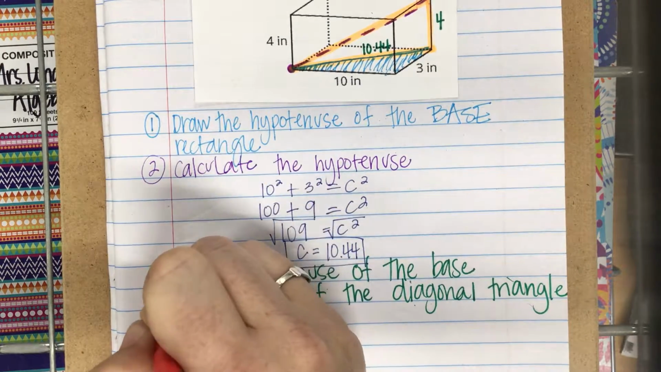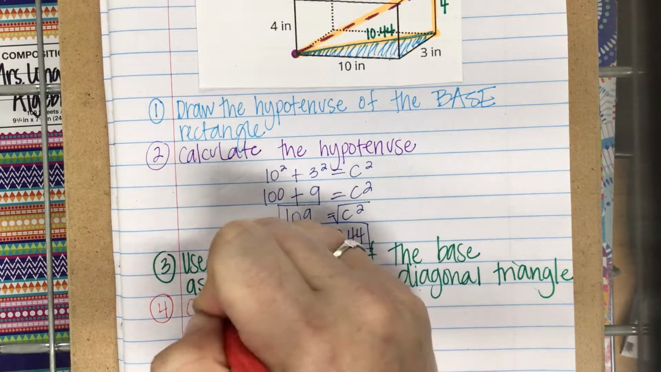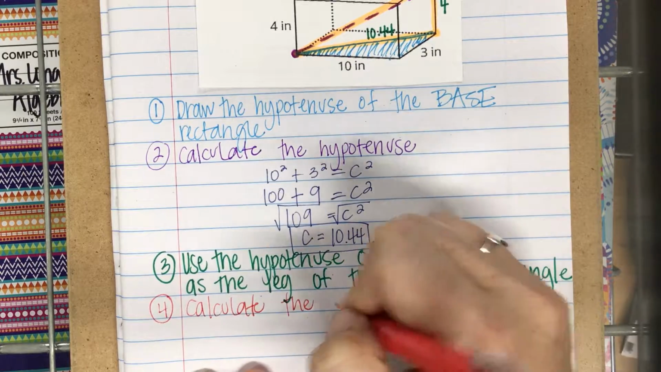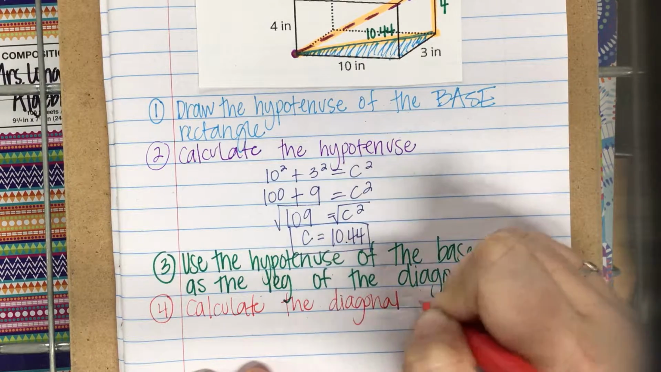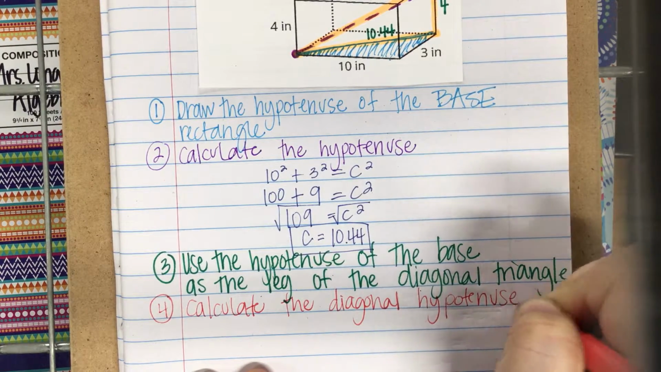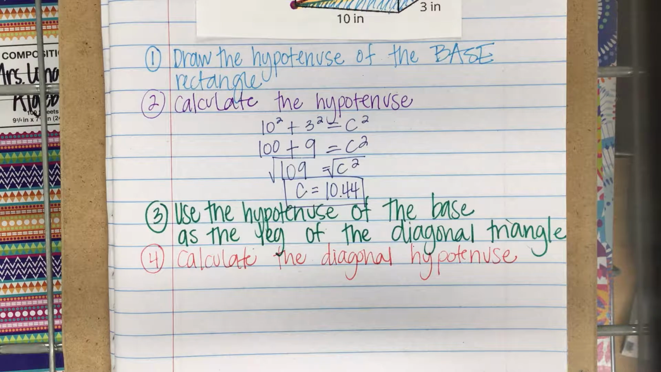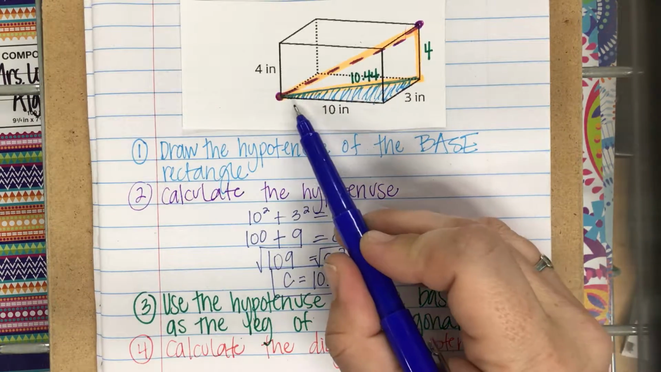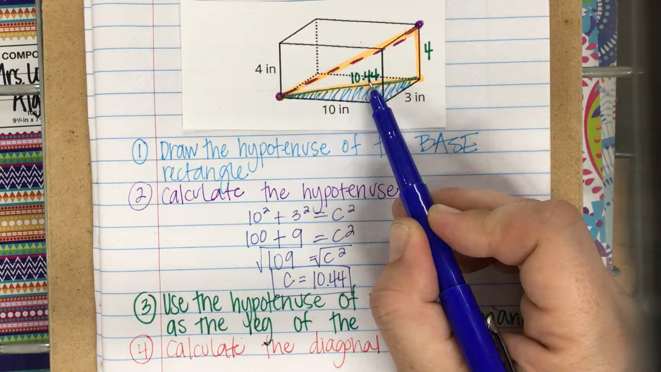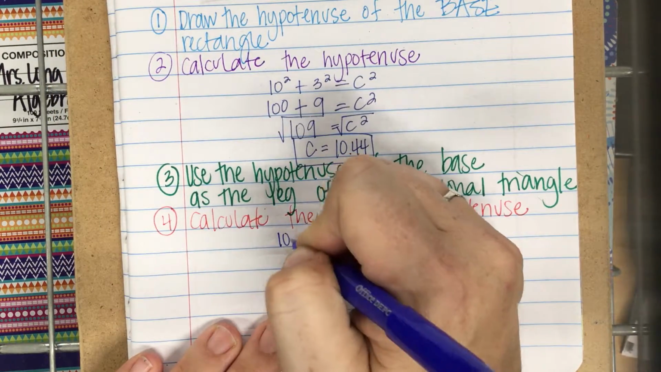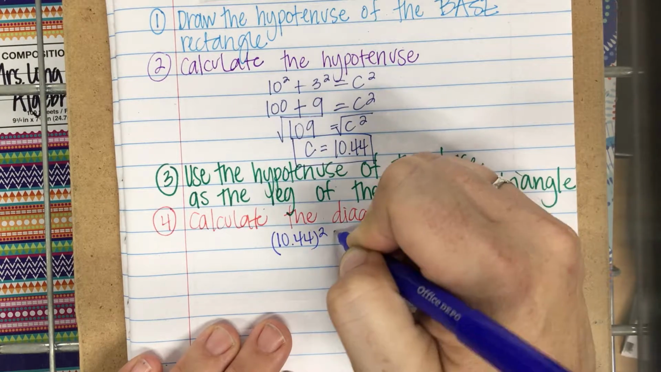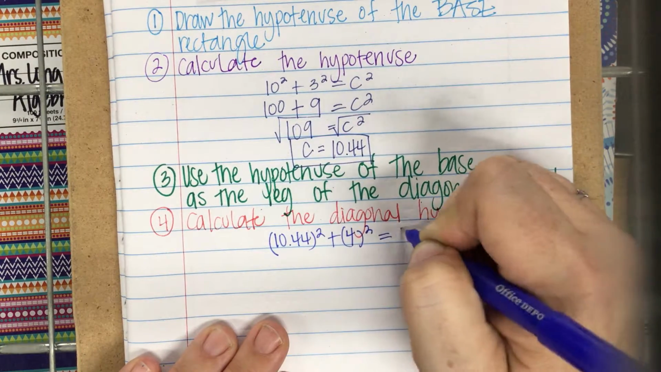And now I'm going to calculate the diagonal hypotenuse. I'm going to do a squared plus b squared equals c squared. And a and b are my legs, and my legs of this triangle are 10.44 and 4. So 10.44 squared plus 4 squared equals c squared.